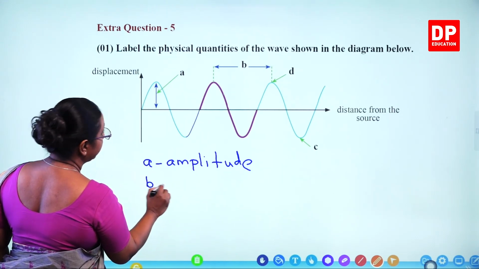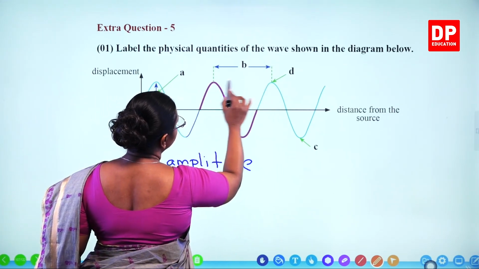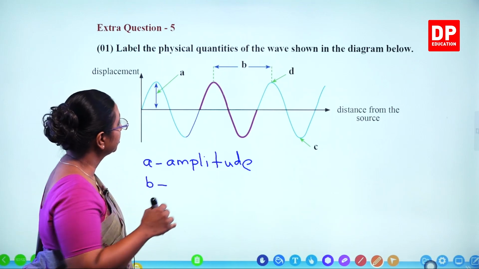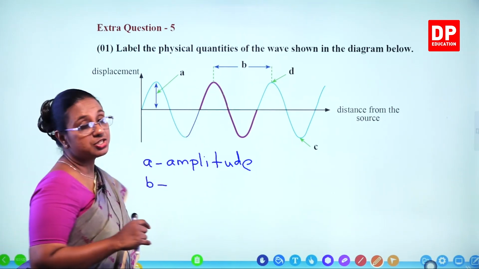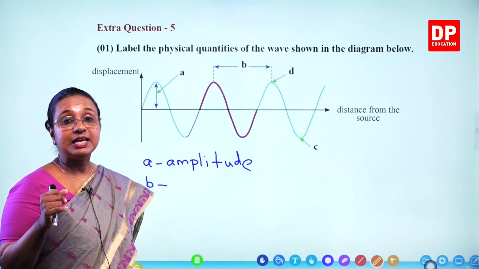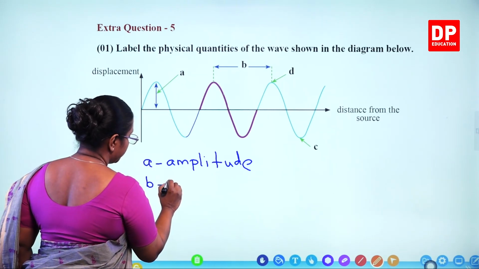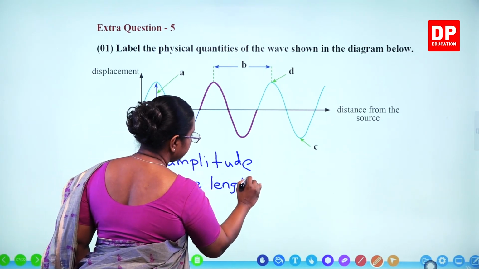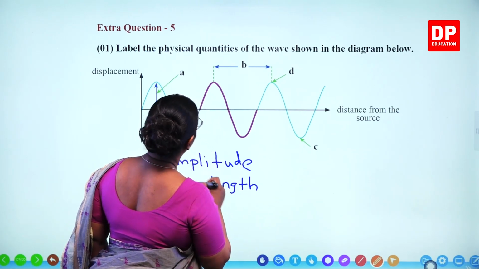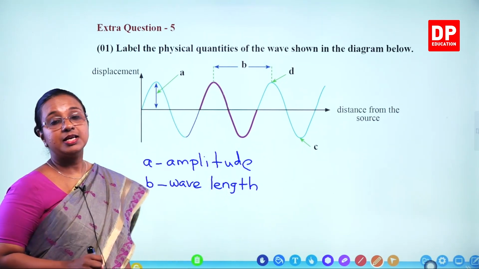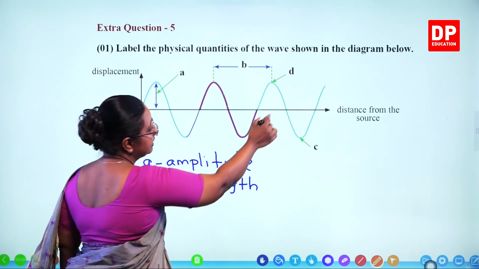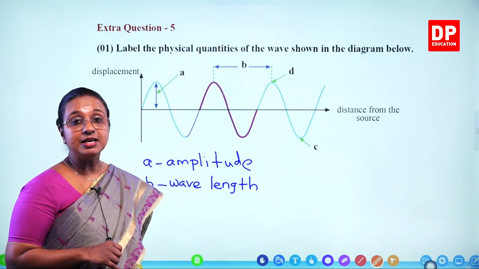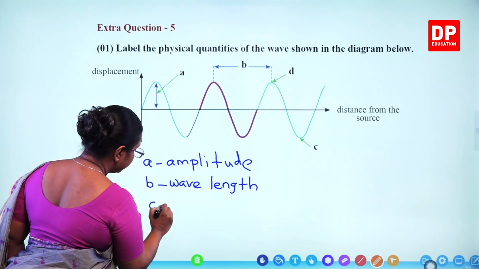Then we have B. You can see these 2 points, the particles are at the same state of motion and they are adjacent to each other. So what is that quantity? It is the wavelength. So B is wavelength. And what is C? The upward movement is known as the crest, and this downward maximum distance travelled by a particle is the trough. So C is a trough.